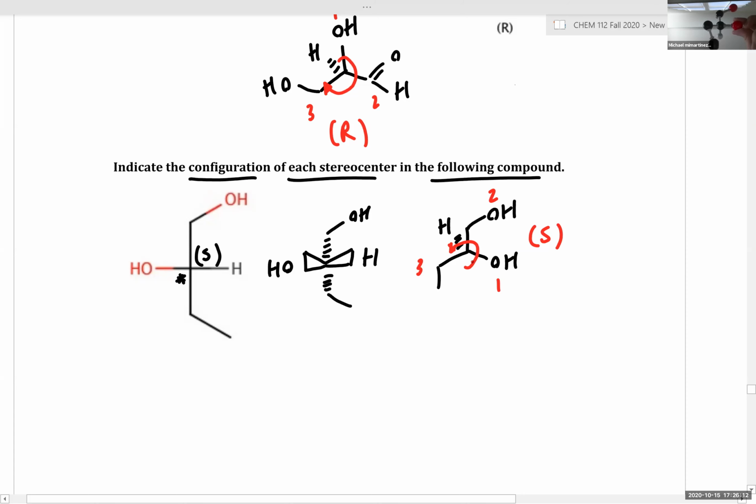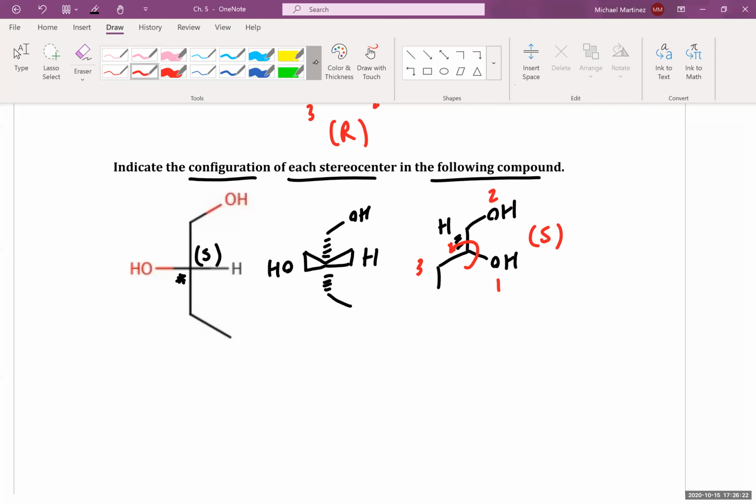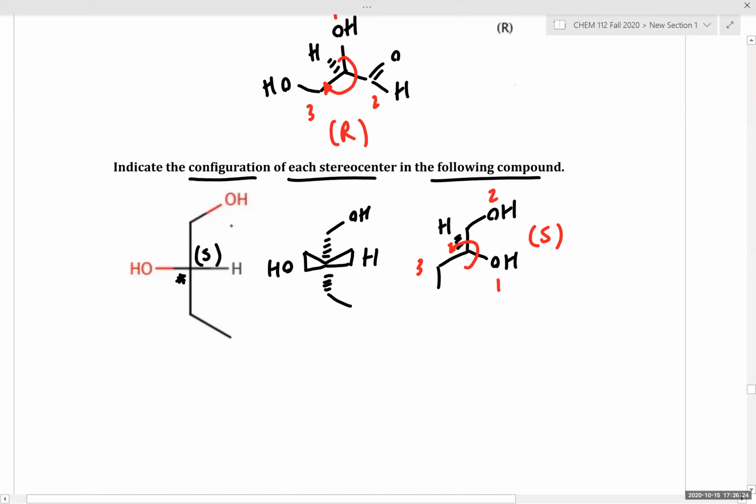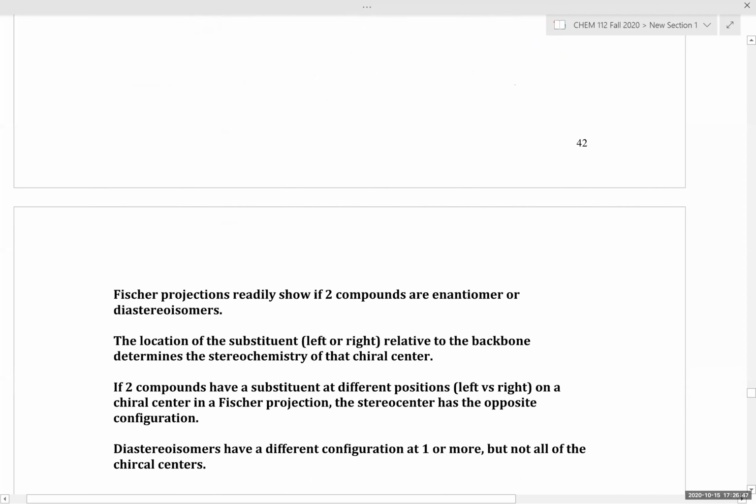Does that example make sense? Does this logic make sense to everyone? It's very similar to our previous examples on assigning stereochemistry. Any questions on this example? Any questions on this example that I can address? Okay, so let's keep going now.